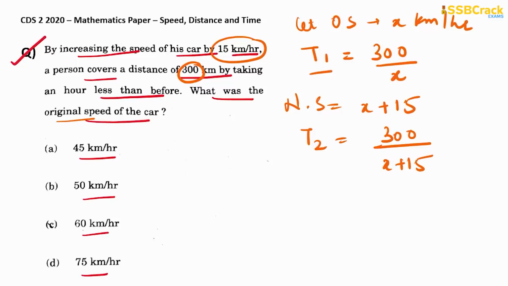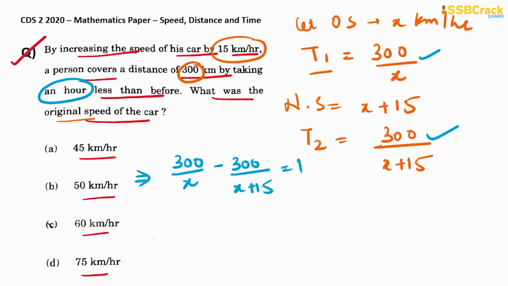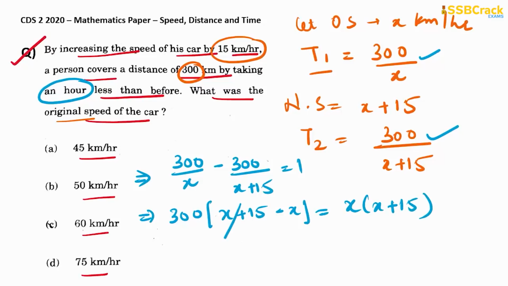Now we are given that the time taken when the speed is increased is 1 hour less than the original time. So the difference between these two times is 1 hour. So it is 300 by x minus 300 upon x plus 15 is equal to 1. By taking the LCM, 300 will be common. Here it will be x plus 15 minus x is equal to x into x plus 15. Now this x cancels this x.